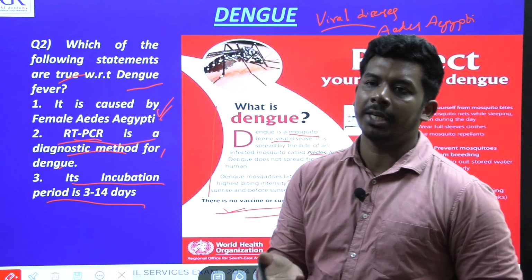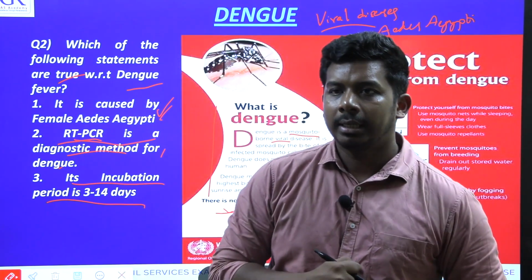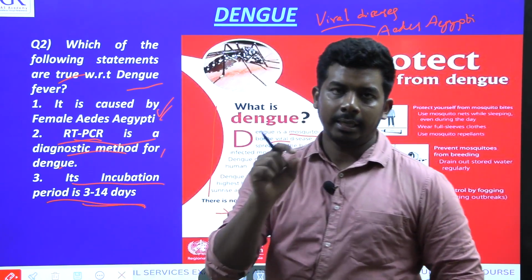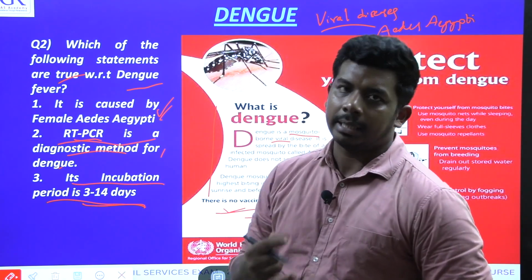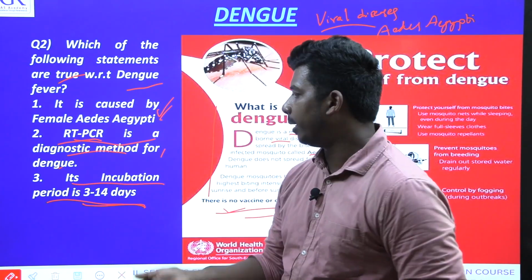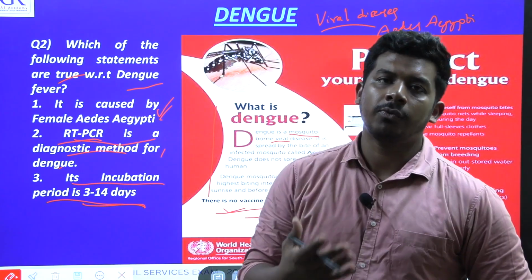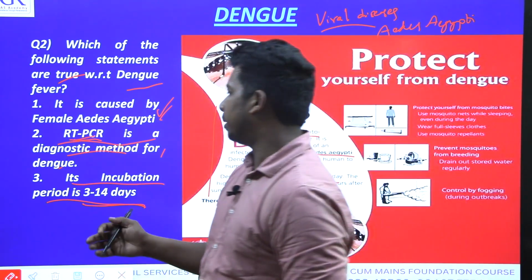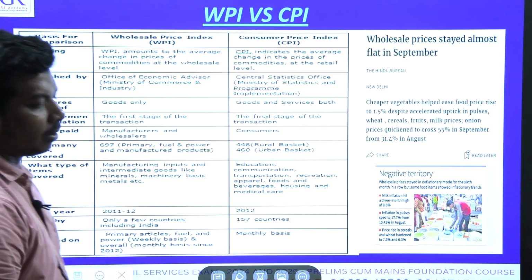So what is incubation period? Incubation period is the time from the moment you catch the infection from the mosquito till the time you show the symptoms, which will be an interval of 3 to 14 days. So you do not immediately become diseased and you will not show symptoms immediately. When the mosquito bites you, it takes 3 to 14 days. It varies from person to person. If you don't know what RT-PCR is, just Google it. It is a testing method. So that is about dengue.